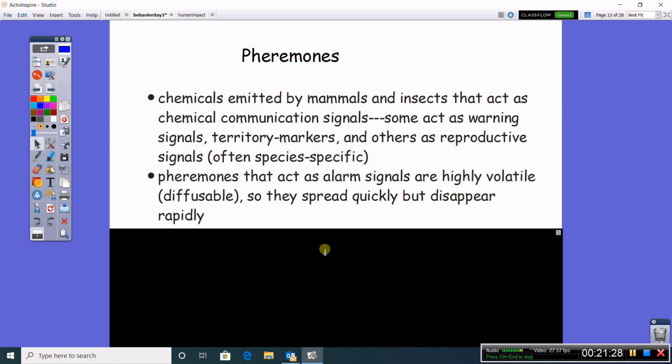So pheromones that act as alarm signals are going to be highly volatile, diffusible, meaning that they're going to be able to spread quickly, which makes sense if it's a warning call. If it's a warning signal, it needs to be able to spread rapidly. And it doesn't need to stick around long, or else the reason for the warning has probably passed on. Okay? So they spread quickly, but they also disappear quickly.